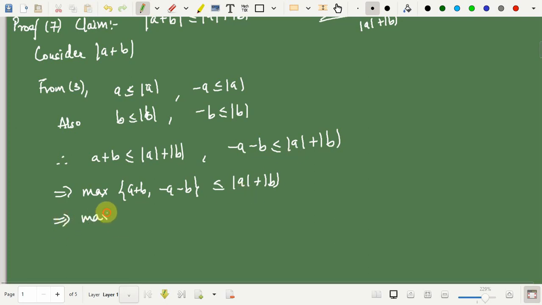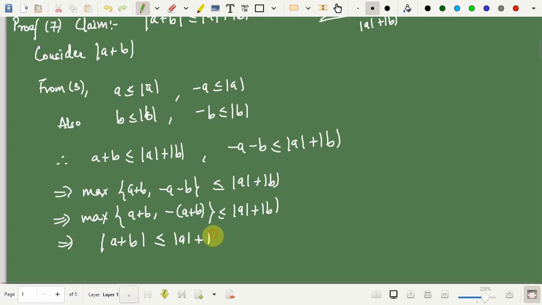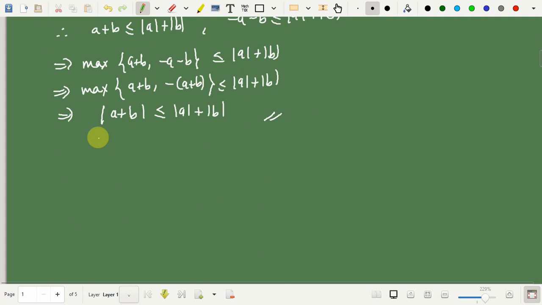This is the same as writing the maximum of a plus b and its negative, minus of a plus b, right. This is less than or equal to mod of a plus mod of b, but by definition this is the same as, you just treat that a plus b as x. So, this is the same as the maximum of x comma minus x, and that x is nothing but a plus b. So, that is nothing but mod of a plus b less than or equal to mod of a plus mod of b. That proves the result.